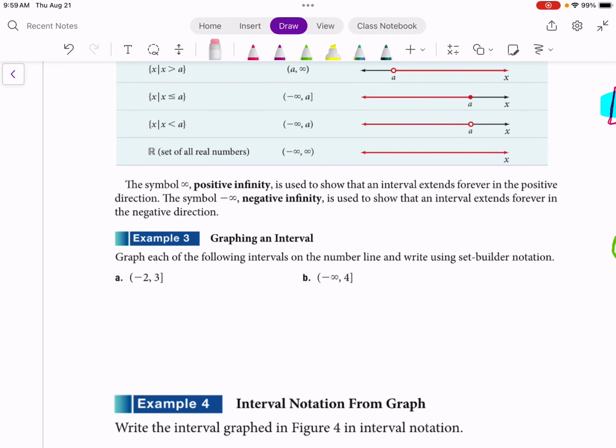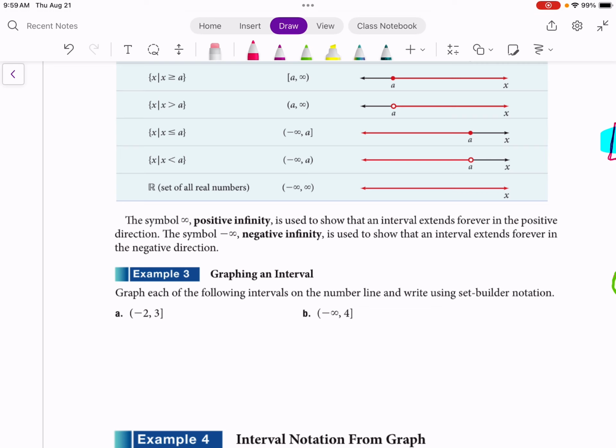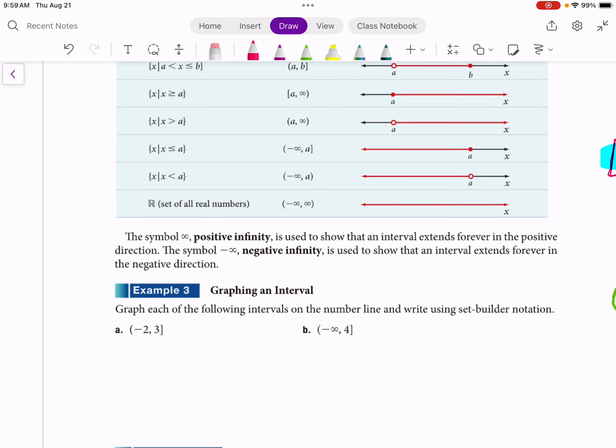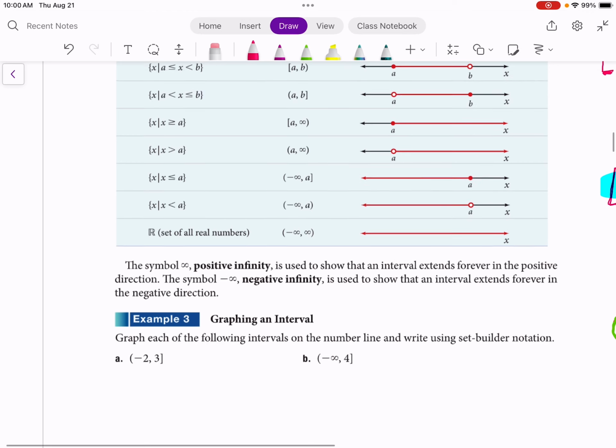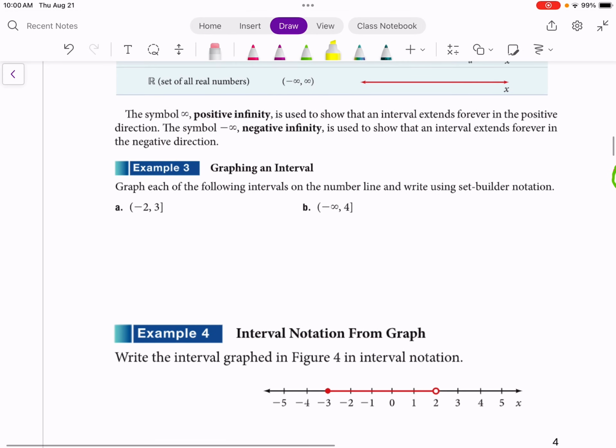So in our last class, we talked about writing a set of numbers between any two real numbers. We use interval notation. We can use interval notation, set notation, or a graph to represent every number between any two real numbers. Now here we have an example.